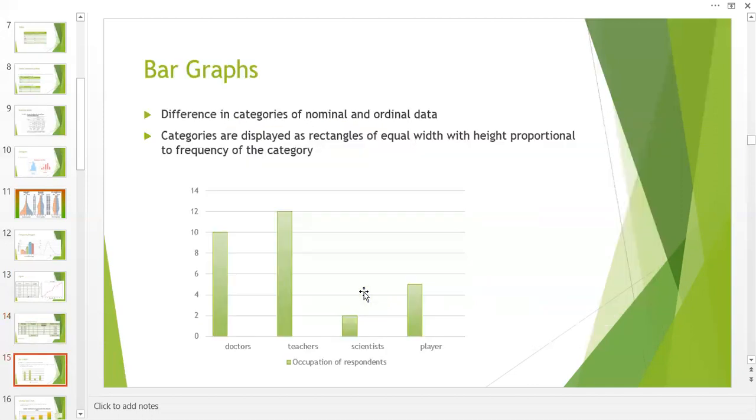Now, coming to the bar charts, we have studied that histogram, frequency polygon, and ogive were used for quantitative data. Bar charts are used for qualitative data, and they tell us about the differences in categories of nominal and ordinal data. In a bar chart, the categories are displayed as rectangles of equal width. The width of all the bars is equal, and height is proportional to the frequency of the category. So this is a bar chart about the occupation of respondents in a study. We can see that 12 respondents in the study were teachers.